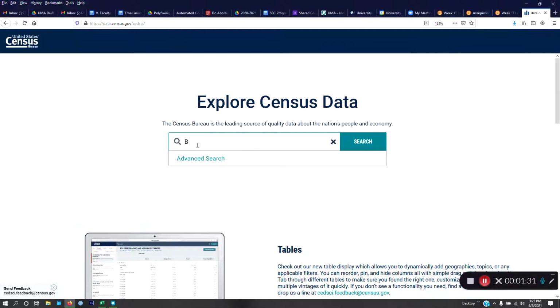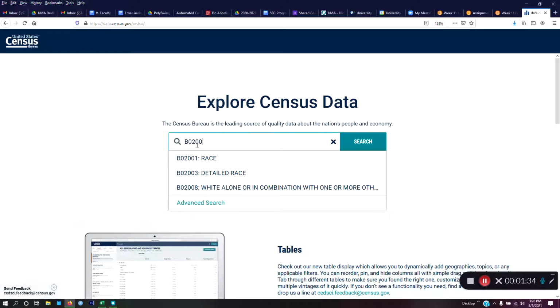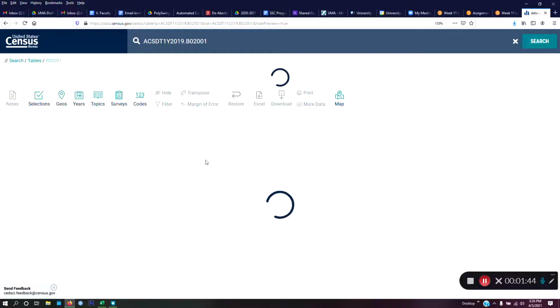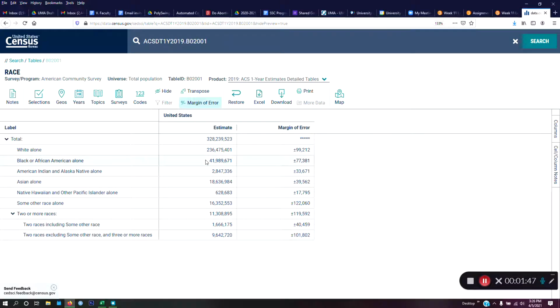The table is B02001. And you will see this option pop up that says race, and you can just select that. It's going to take you to a page of results that are for the United States overall. We can see that here in the heading United States. It's also available for the last year for which data has been completed and processed, which is 2019.